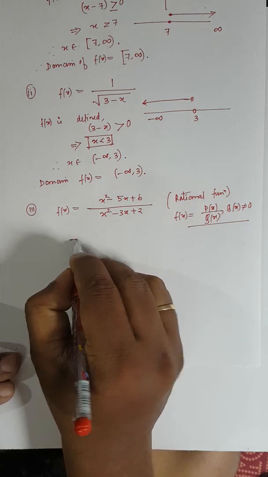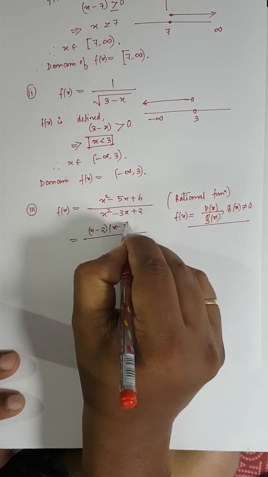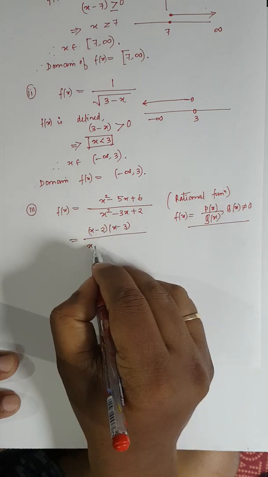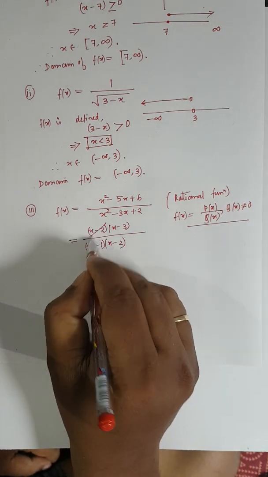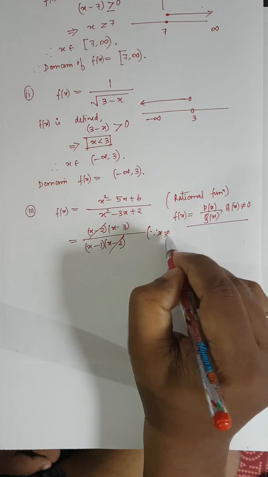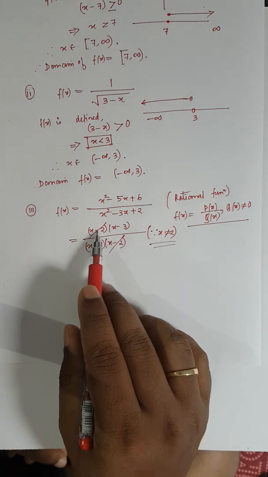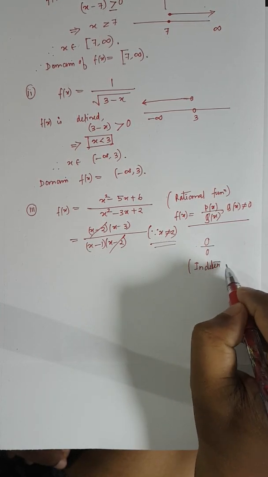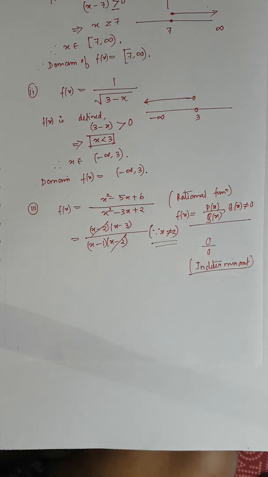Now I will further try to factorize them. The numerator is x minus 2 into x minus 3. I have found the factors using middle term factorization, and for the denominator x square minus 3x plus 2, I can write x minus 1 into x minus 2. See, these two quadratic functions have a common factor x minus 2, so you can cancel them. When I cancel a factor, we must write that x is not equal to 2. Why? Because when x equals 2, the numerator is 0 and the denominator is 0. When you put x equal to 2, it will be 0 by 0. 0 by 0 is called an indeterminate form. No one can find its exact value. So it is an indeterminate form.